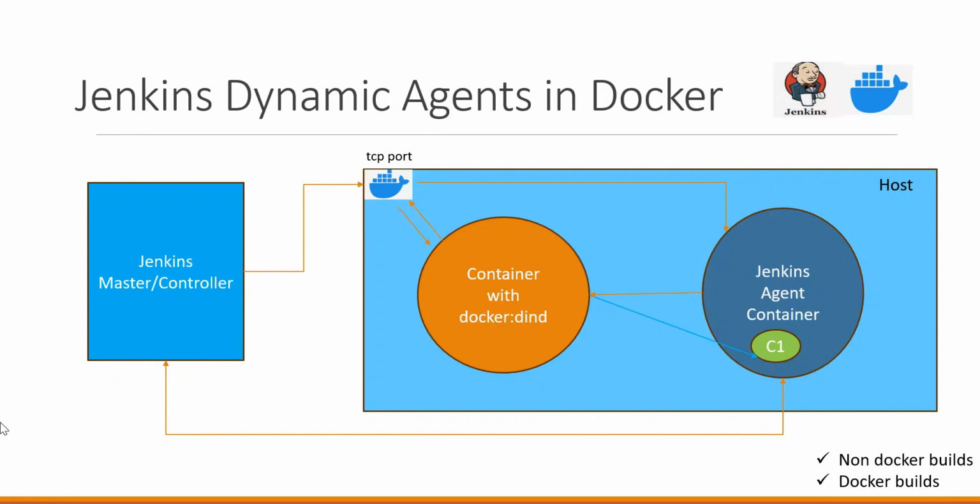Hello everyone. In this video, we are going to see how to set up the Jenkins Dynamic Agents in Docker. Before setting up the Dynamic Agents, let us understand what is dynamic here. Generally, there are two types of agents: permanent agents and dynamic agents.